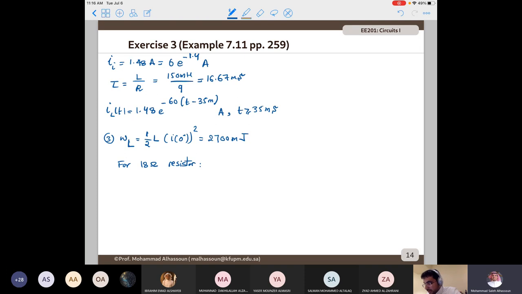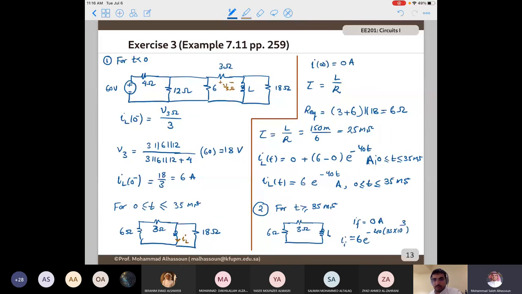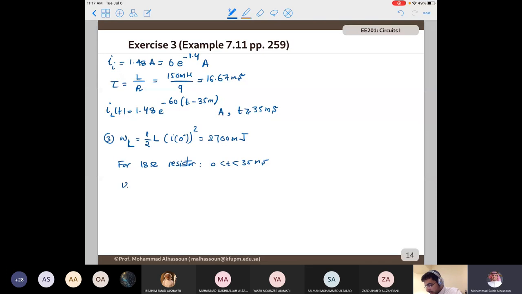Okay. So in order to find the energy, you need to find the power. In order to find the power, you need to find the current or the voltage, since you know the resistance. It's much easier to find the voltage because you know that the 18 ohm resistor is in parallel with the inductor. So you know the current of the inductor, and you can easily find the voltage. So V 18 ohm is simply equal to VL, which is L di_L by dt, and this is going to give you minus 36.